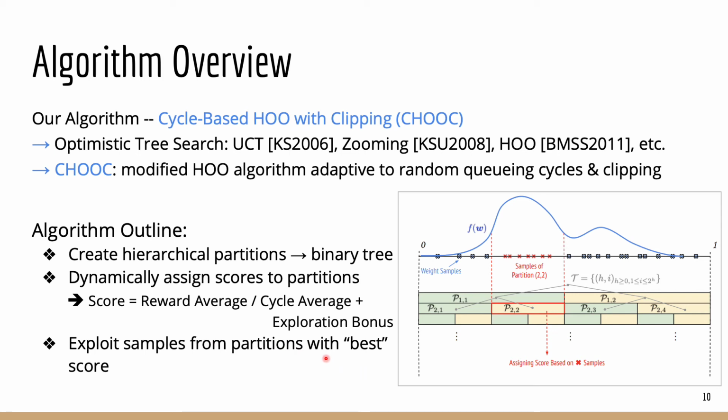Due to the time limit, I will not discuss the details of the algorithm. The main technical difficulty is the design of a proper exploration bonus, which involves dealing with the double stochasticity of both reward and cycle variables and the scenario of unstable queues that need to be clipped. Please refer to the paper for detail.